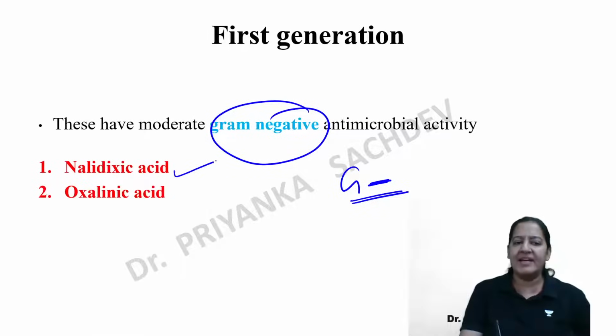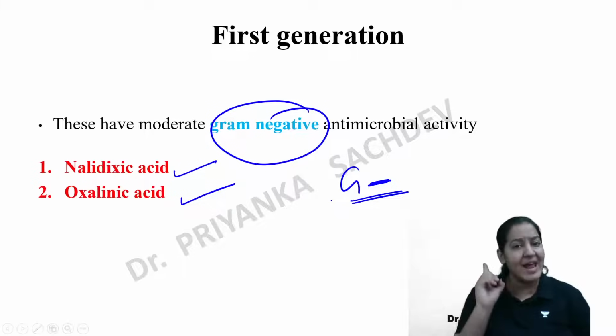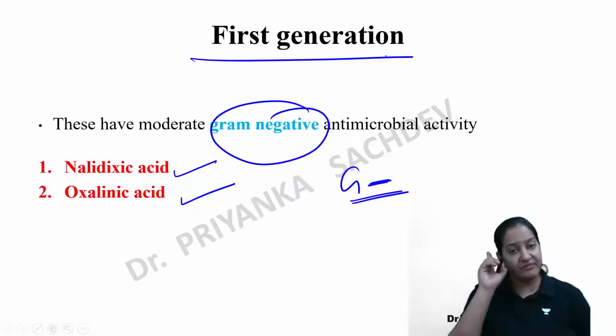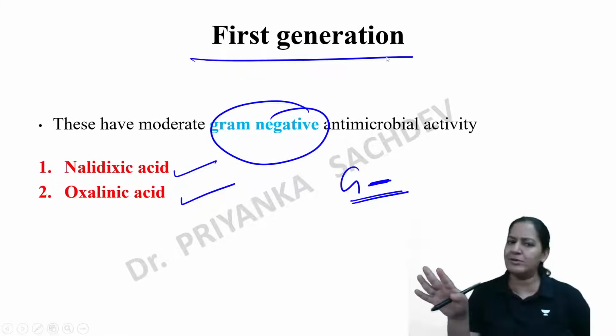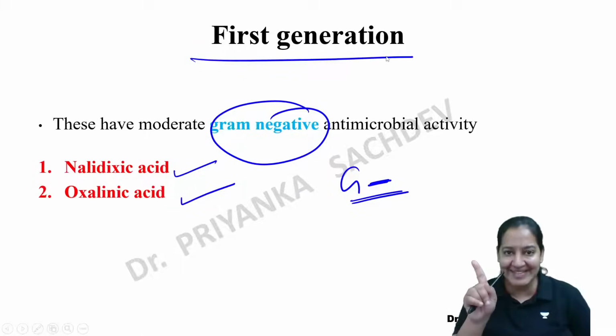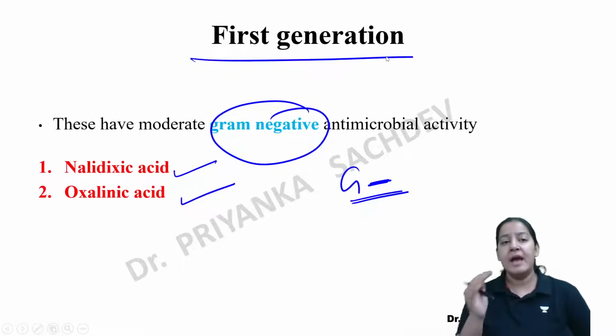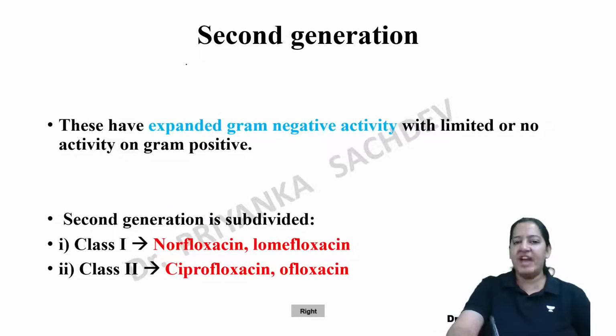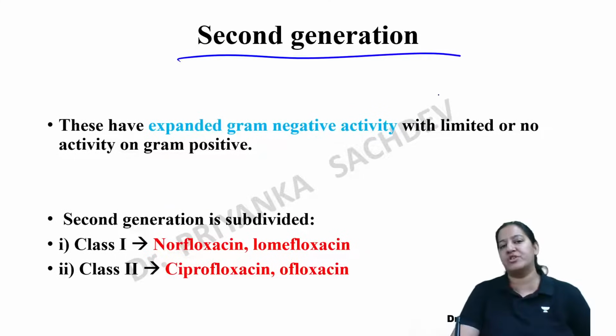So the two members are nalidixic acid and oxolinic acid. So they are narrow spectrum. The first generation was the first to come to the market and it was very narrow spectrum. It kills only gram-negative bacteria and two members are available in this category, nalidixic acid and oxolinic acid. Then we have generated the second generation.